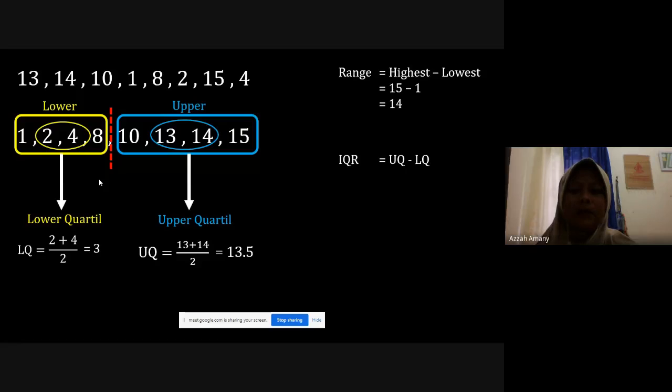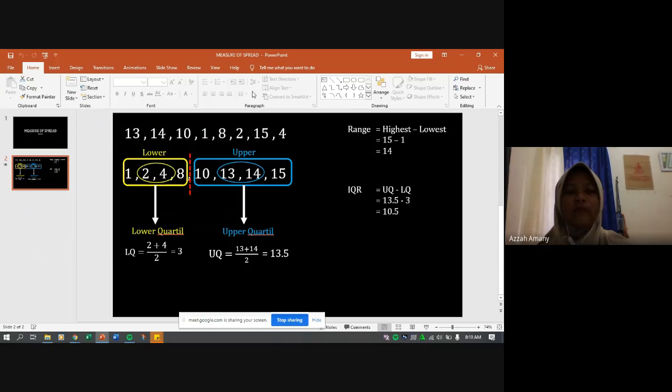Then the interquartile range is upper quartile minus lower quartile. The upper quartile is 13 and a half and the lower quartile is 3. So 13 and a half minus 3 equals 10 and a half. That's it for measures of spread.